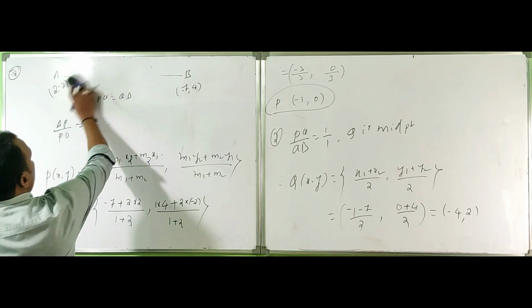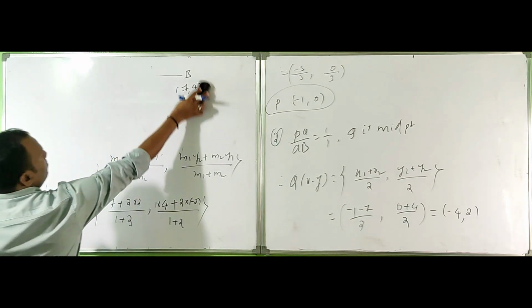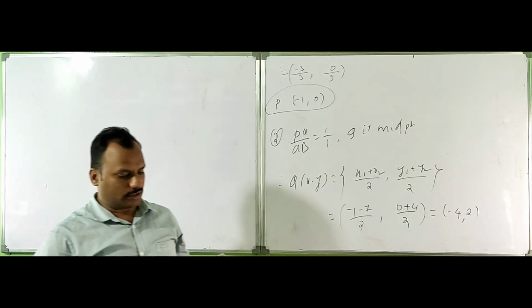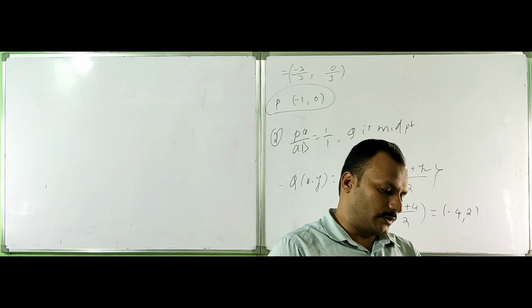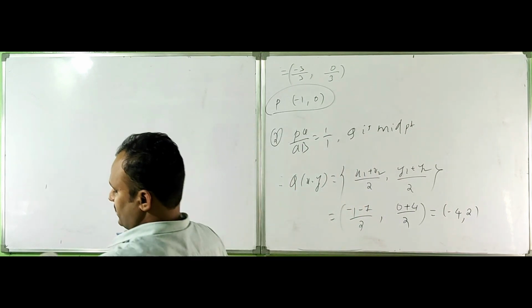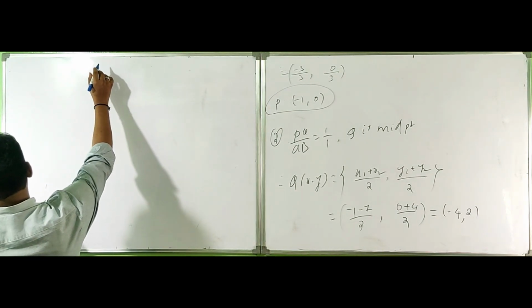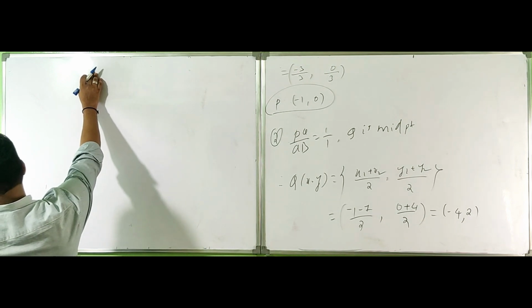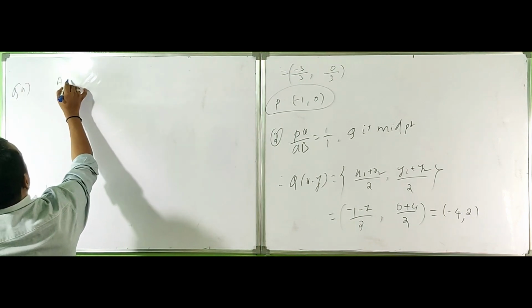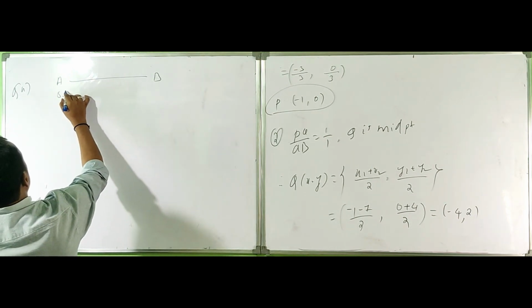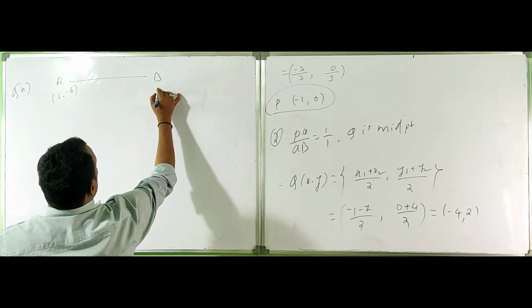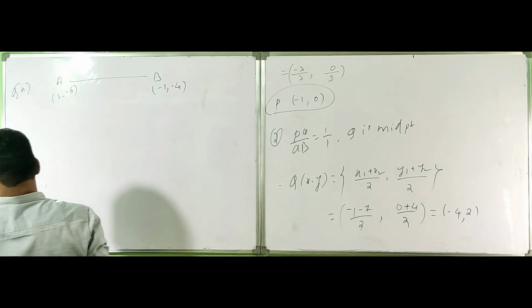Question number 9: find the ratio in which the y-axis divides the line segment joining the points A(5, minus 6) and B(minus 1, minus 4). Also find the point of intersection.